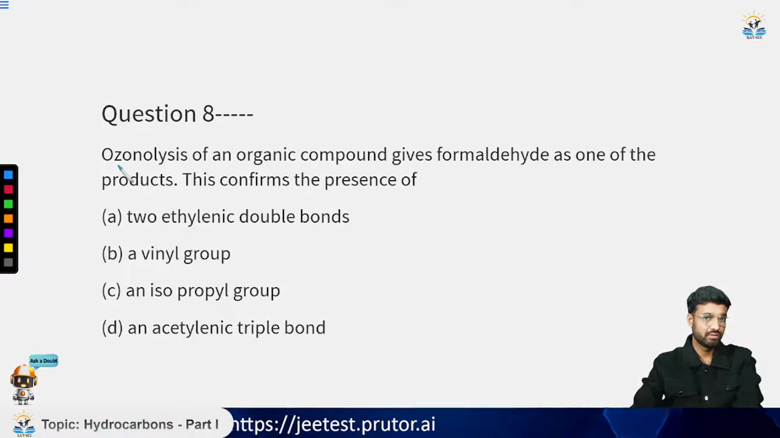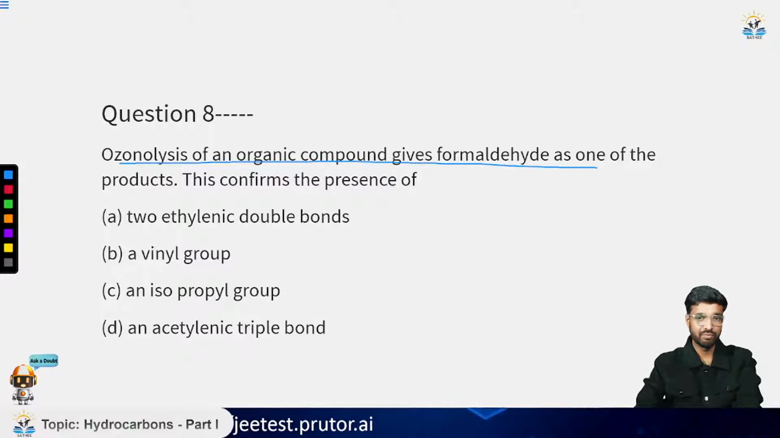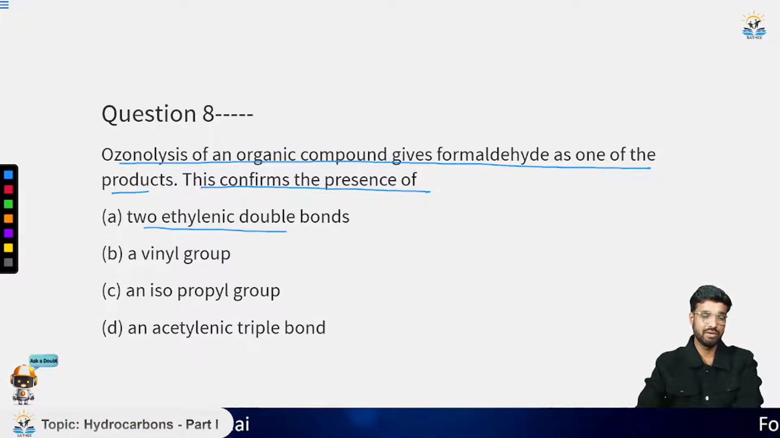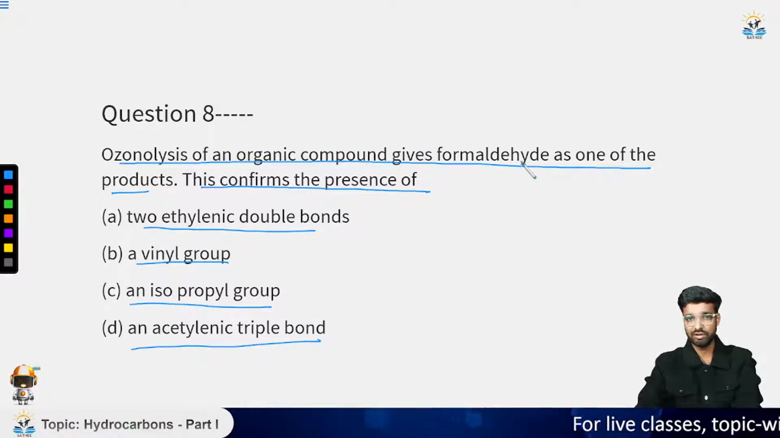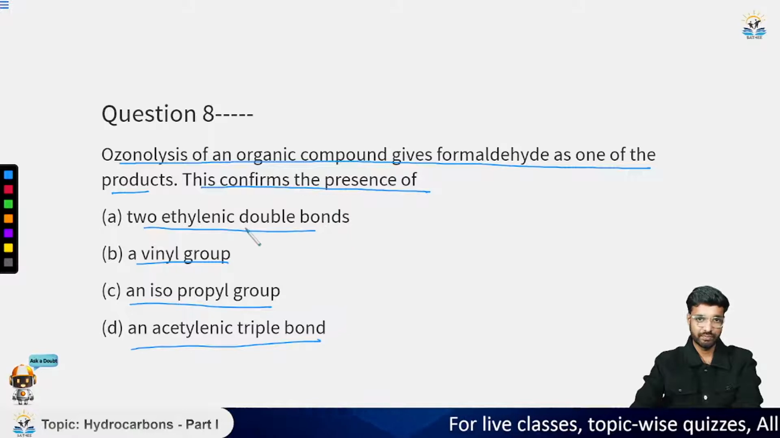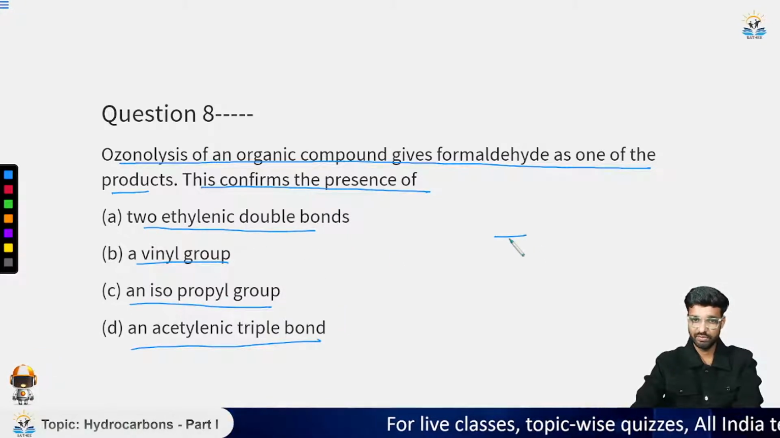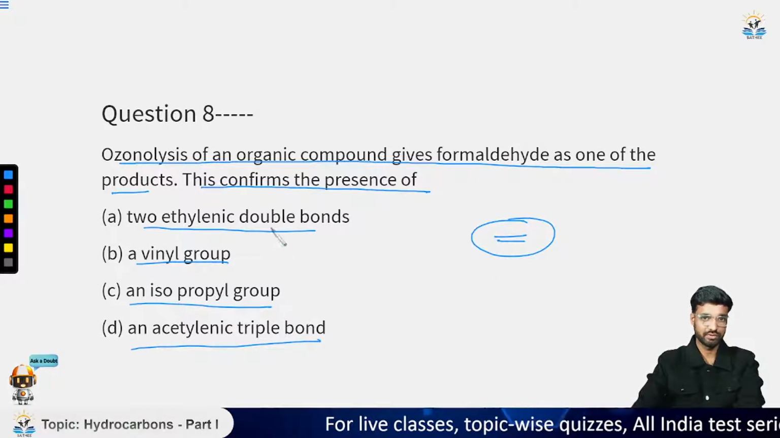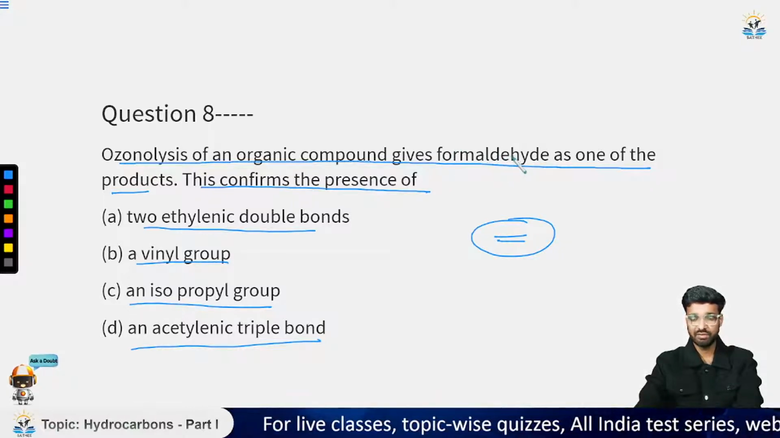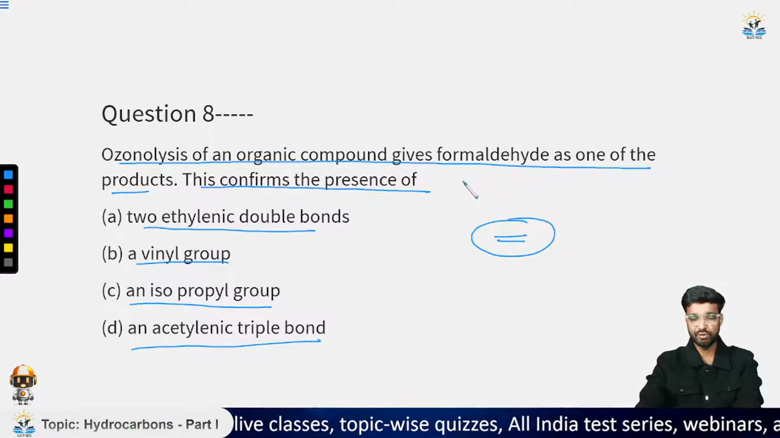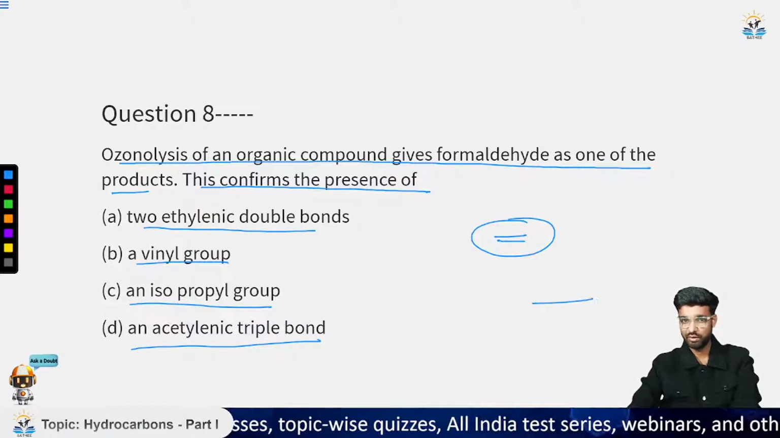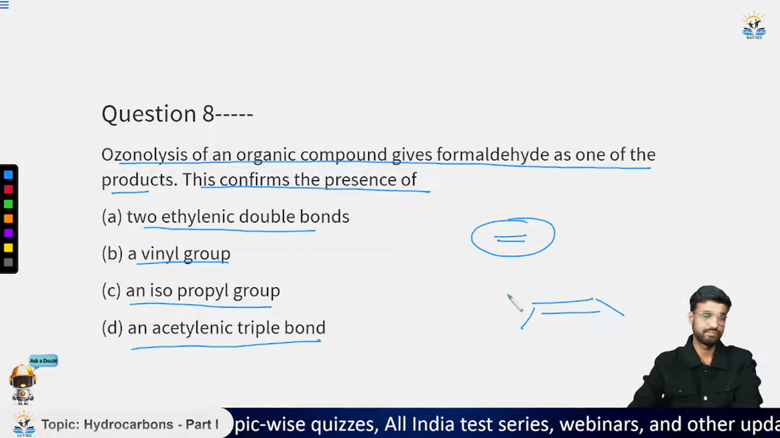Question number 8. Ozonolysis of an organic compound gives formaldehyde as one of the products. This confirms the presence of two ethylenic double bonds, one vinyl group, one isopropyl group, one acetyl group. So ozonolysis of an organic compound gives formaldehyde. So what does this represent? It can represent that we have one double bond. First of all, we have one double bond. Now since we are getting formaldehyde, it means the double bond has no branches at all, meaning it has only two carbons attached to this double bond.